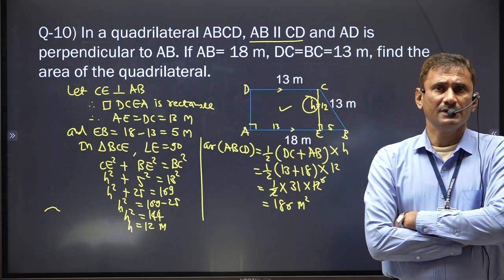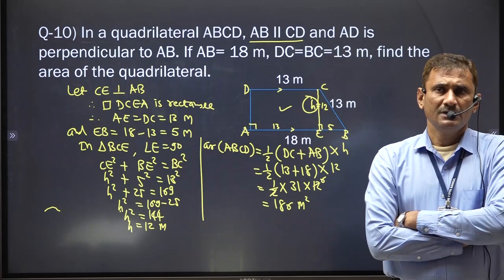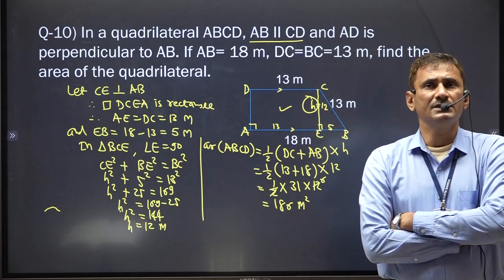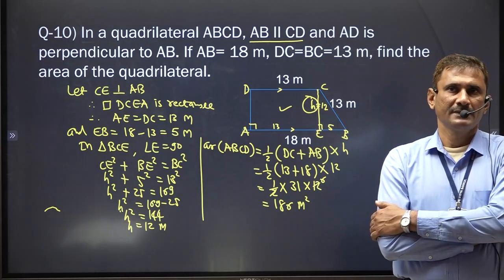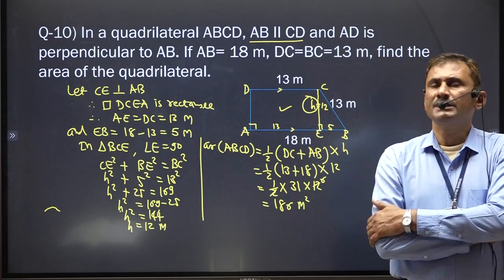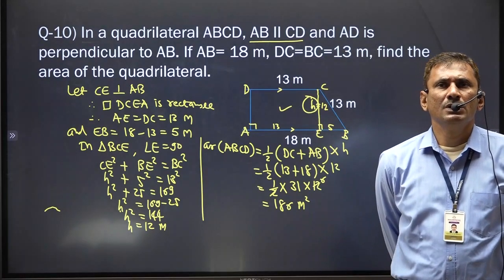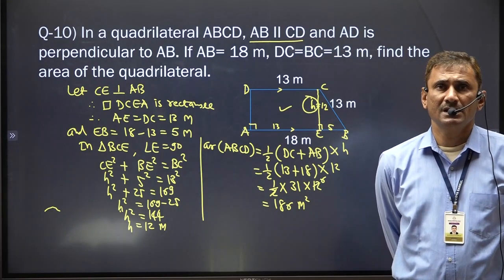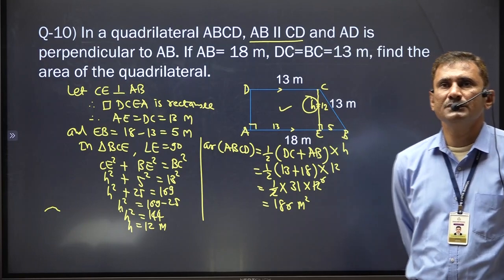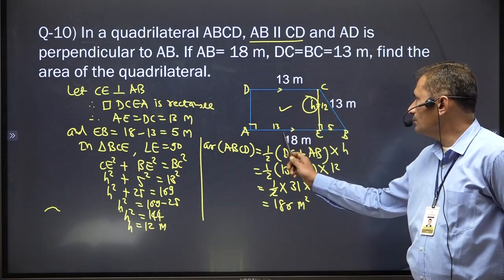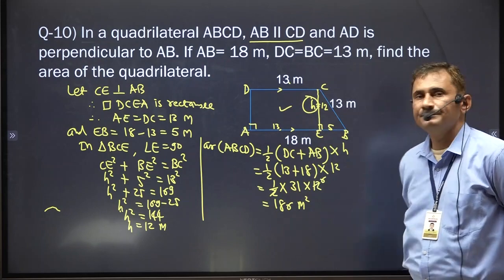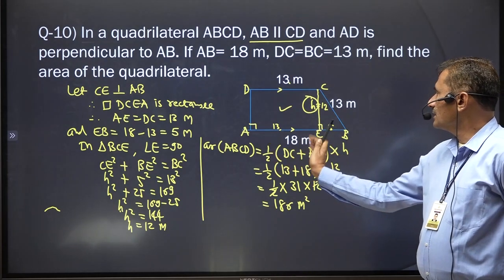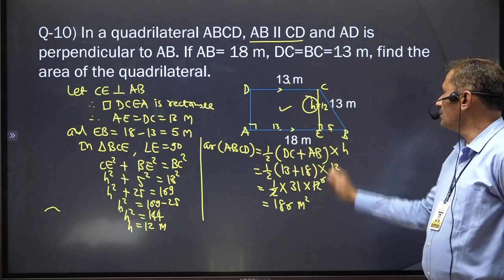First of all, we drew the figure here, and that is given also, but we constructed one extra altitude CE, you can see here. So we form a rectangle. Rectangle is what? DCEA. So in a rectangle, opposite sides are equal. So I wrote here opposite sides equal 13, 13. Now here the total is 18. The left part is 13, so the right part we got is 5.